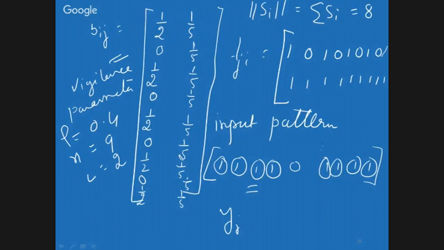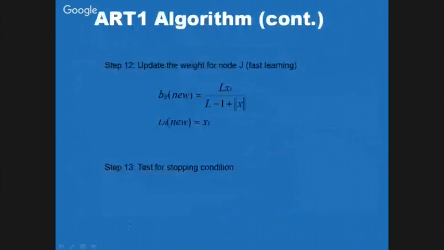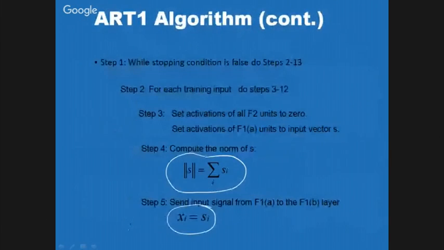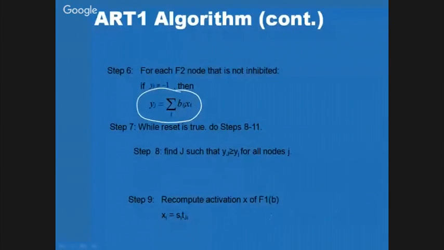Second point, what it says, that Xi equal to Si. That means what will be your X? X also same as your Si, that is 1 1 1 1 0 1 1 1 1. So this is your X. These two steps we have done already. One is your S, another is your X, right? And finally we have to calculate the Yj.